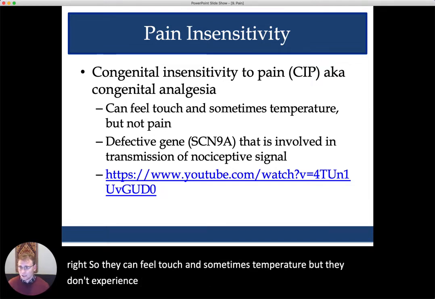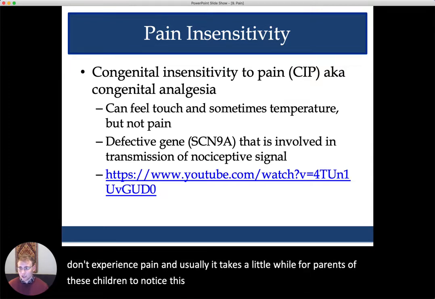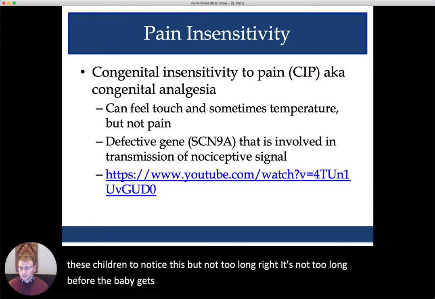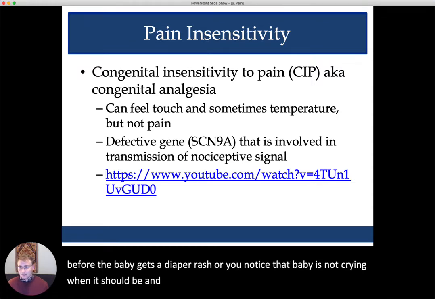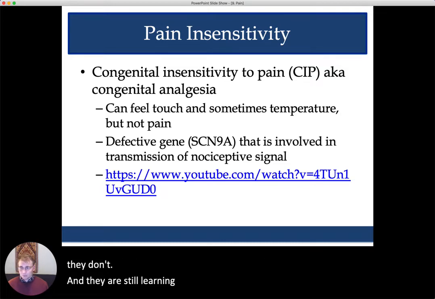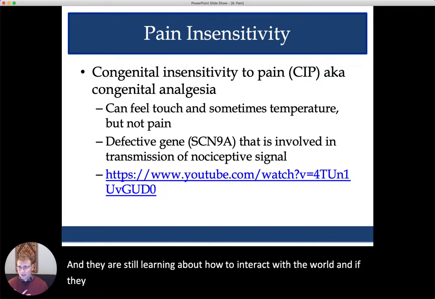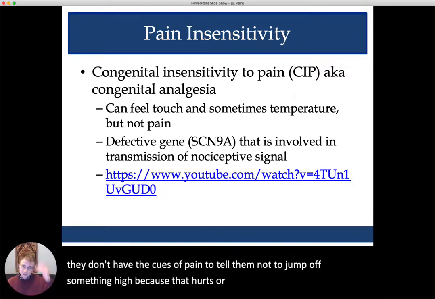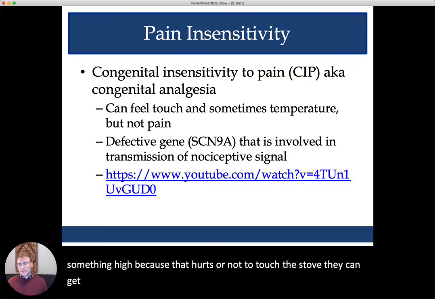And usually it takes a little while for parents of these children to notice this, but not too long, right? It's not too long before the baby gets a diaper rash, or you notice that baby is not crying when it should be. And this can, as I said, cause all kinds of problems, especially when children are toddlers and they're still learning about how to interact with the world. And if they don't have the cues of pain to tell them not to jump off something high because that hurts, or not to touch the stove, they can get injured a lot. But again, they don't feel that pain, but it doesn't mean that their body isn't being damaged.